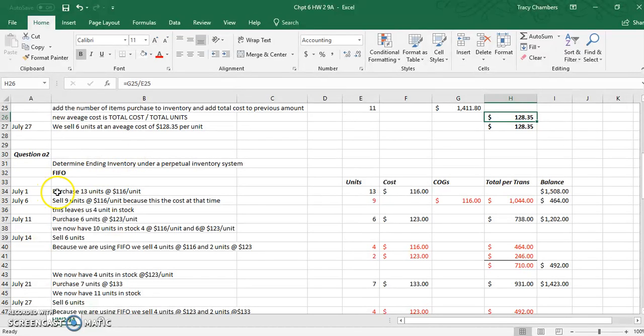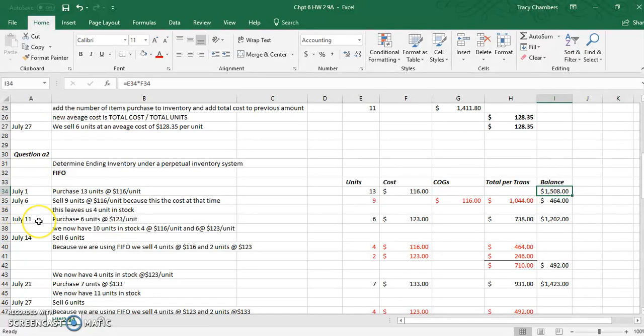On July 1st, we purchased 13 units at $116 per unit, which gives us a balance of $1,508. Then on July 6th, we sell 9 units at $116 per unit because this is the cost at the time. So we have 9 units at $116. The total for this transaction is a cost of goods of $1,044, which gives us our new balance at $464. And this leaves us with 4 units in stock.